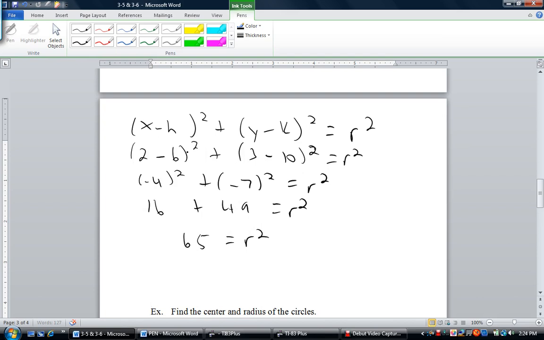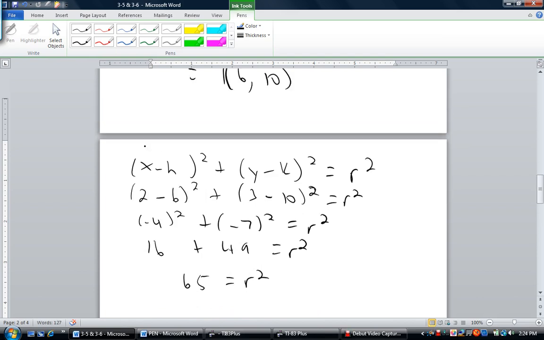Now all we need to do is substitute our h, k and r squared into the standard formula. Remember, we found h to be 6 and k to be 10 because that's our center. So our final answer is x minus 6 squared plus y minus 10 squared, and r squared we found to be 65. That's our final answer.